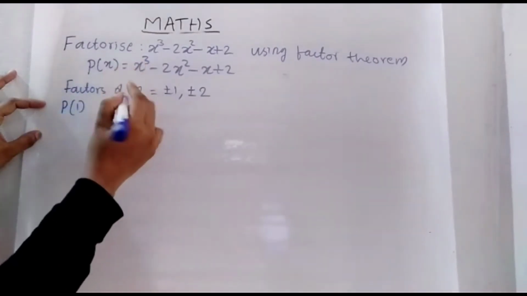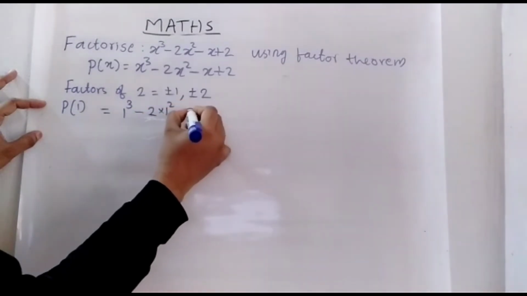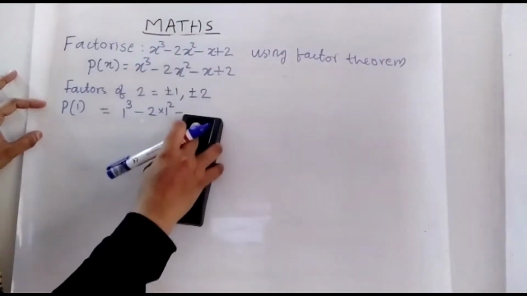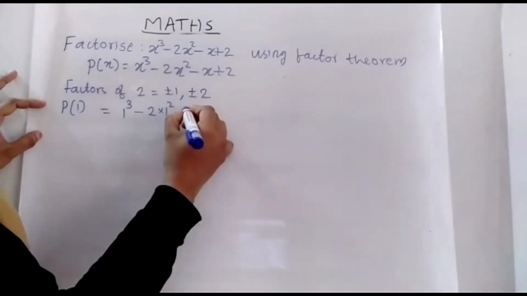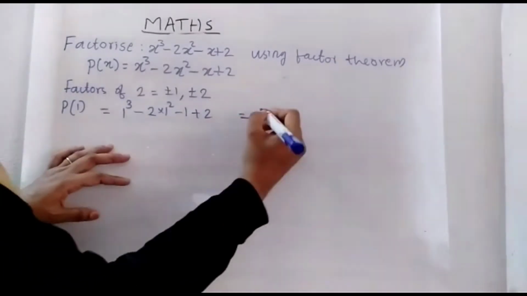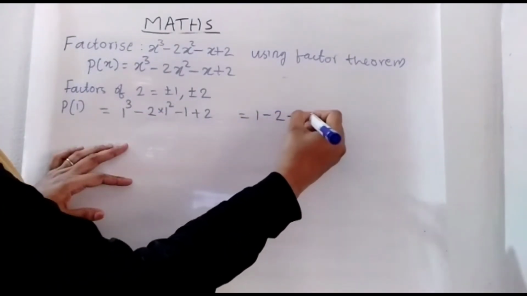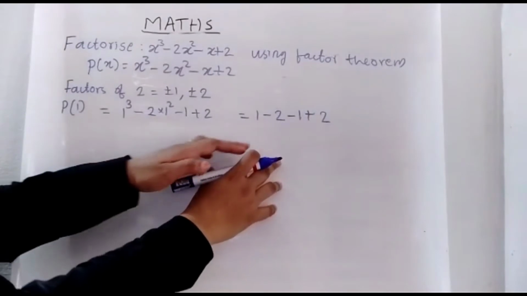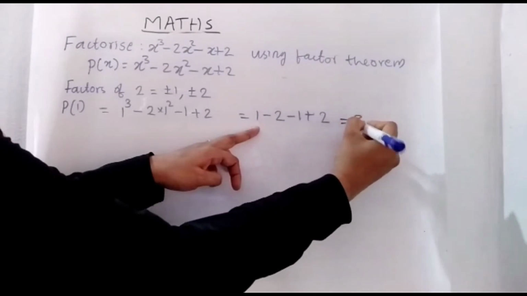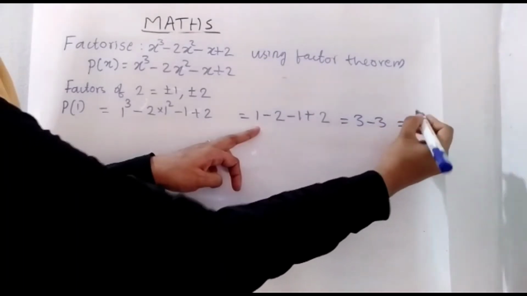P of 1 is equal to x cube, that is 1 cube minus 2 into 1 square minus 1 plus 2. Instead of x, write 1. That is equal to 1 cube is 1, 1 square is 1, minus 2 minus 1 plus 2. Here positive terms 1 plus 2, that is 3. Negative terms minus 2 minus 1, that is minus 3. That is equal to 0.